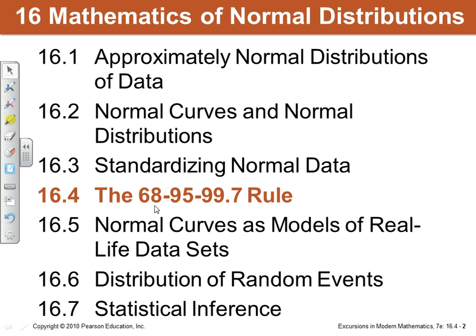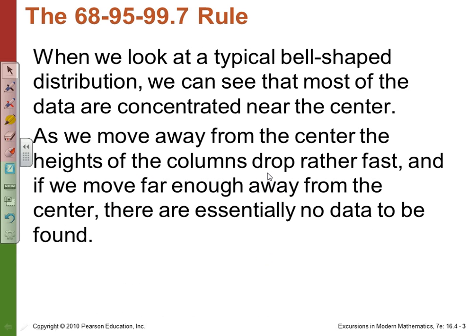Half of 68 is 34. Half of 95 is 47.5. Half of 99.7 is pretty close to 50. When we look at a bell-shaped curve, within one standard deviation, plus or minus, 68% of everything is going to be there. Within two standard deviations, 95% of the data is going to be there. And within three standard deviations, 99.7% of the data is going to be there.